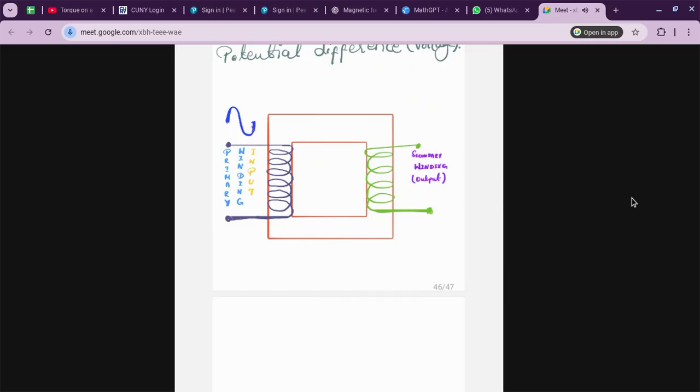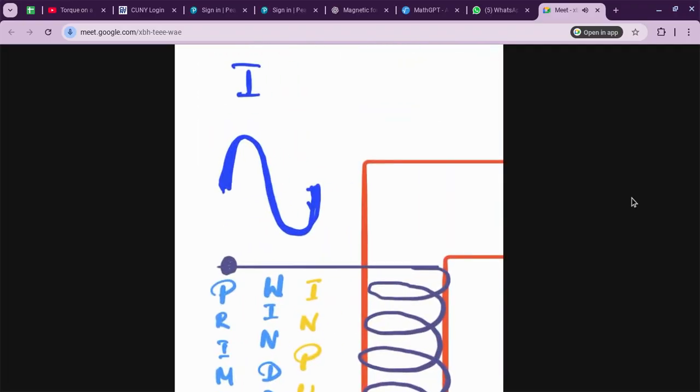When the AC signal is provided at the input end, due to the change in current, or you can say due to the change in potential. Suppose this is the current cycle. So current is changing continuously. At the very start, current is zero. This is the zero line. After that, current is increasing. At this point, the current has its maximum value. And after that, the current starts decreasing and turns to zero.